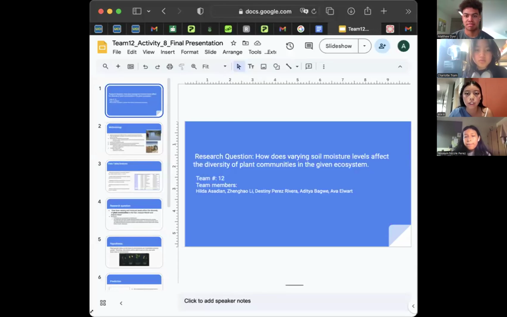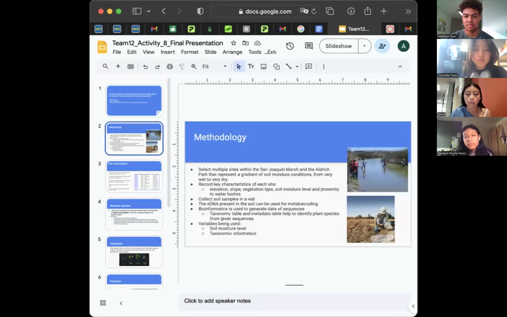Okay, so the research question of our final presentation was how does varying soil moisture levels affect the diversity of plant communities in the given ecosystem? And so here's the methodology. Basically, we selected multiple sites within the San Joaquin Marsh and the Alchard Park to represent a gradient of soil moisture conditions from very wet to very dry.